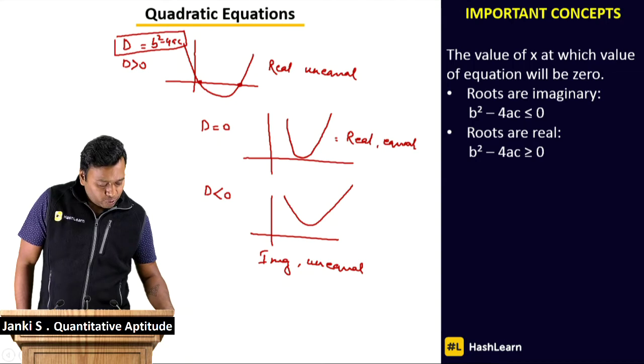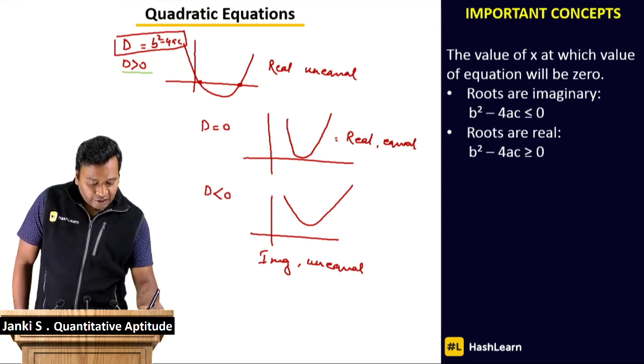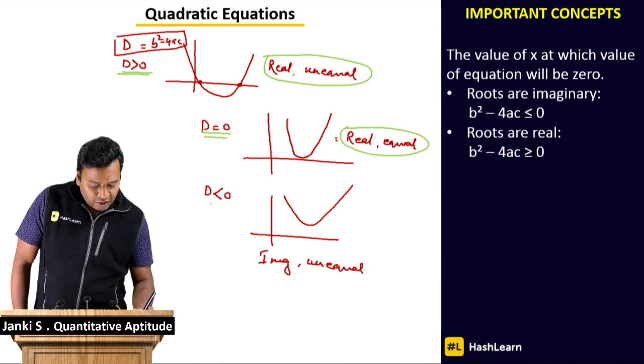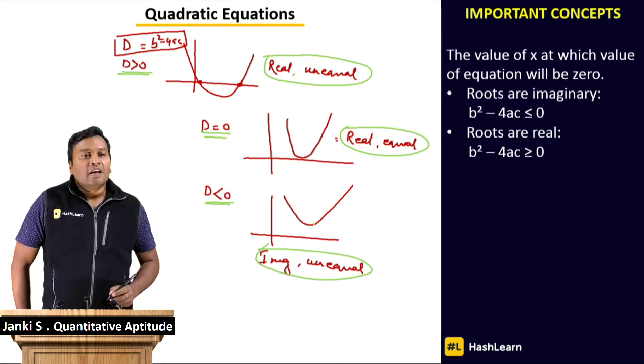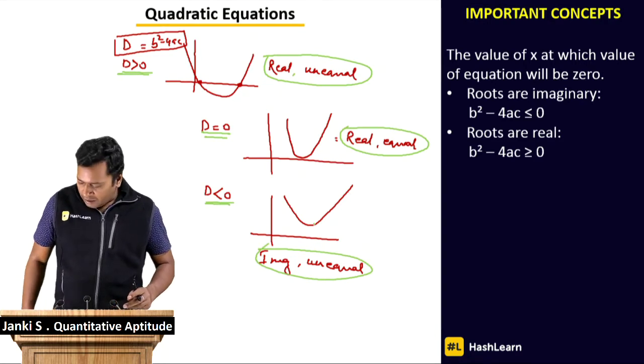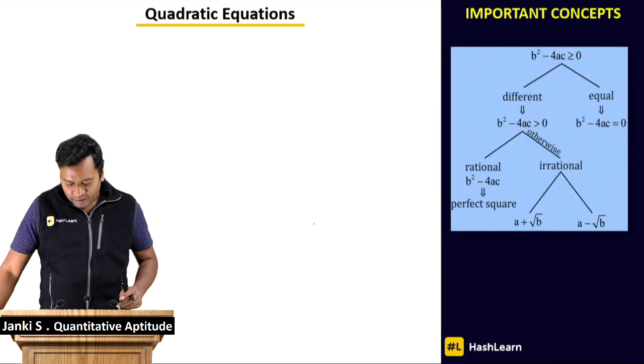So I have some patterns. My pattern is: if D is greater than 0, my roots are real and unequal. If D is equal to 0, my roots are real and equal. If D is less than 0, my roots are always imaginary and unequal, right? So these are the important things which you need to keep in mind in the case of a quadratic, right?